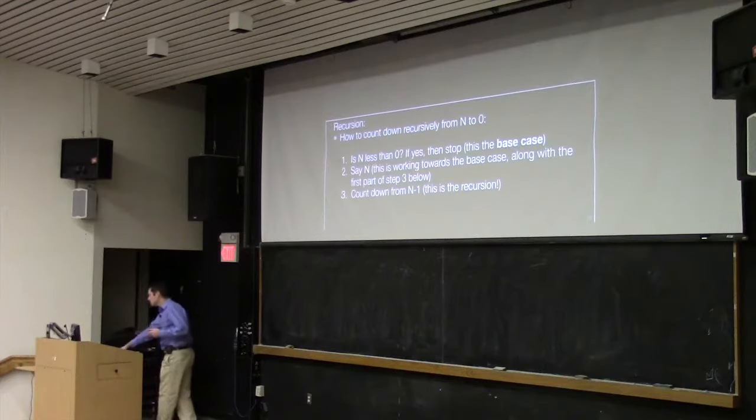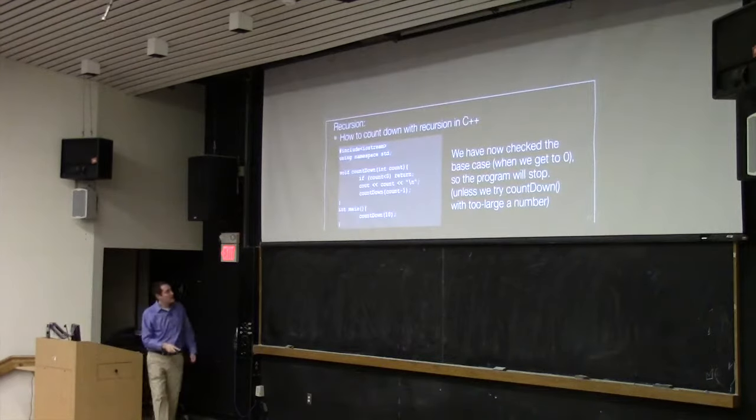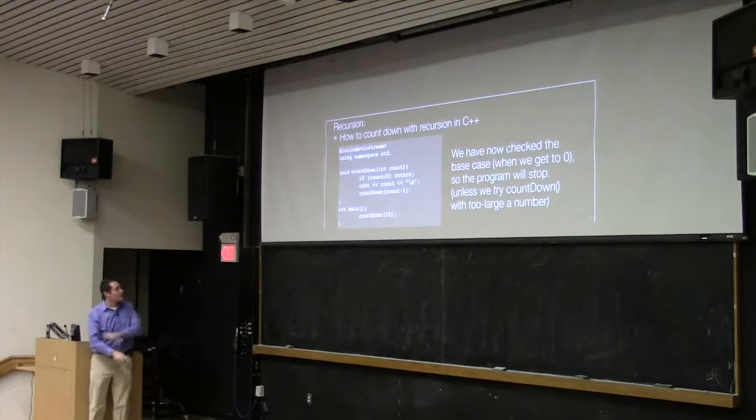OK. Let's see a little bit of code. Here's how you would count down from zero, one way to do it anyway, using a recursive function. You pass in the count that you're on. If count is less than zero, return, because we're done. Print out count, the current one, and then count down from count minus 1, which is just calling countdown here. Boom.